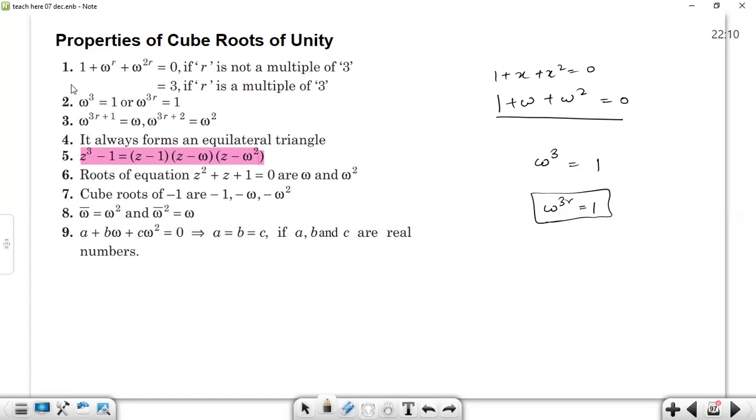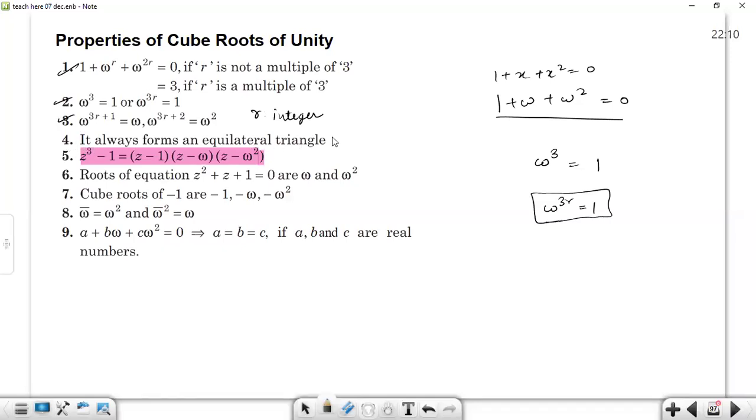Discussing the second property, omega cube is equal to 1, omega raised to power 3r is equal to 1. We have already discussed it. If this is 1, then omega raised to power 3r plus 1 becomes omega, and 3r plus 2 becomes omega square, where r is any integer.